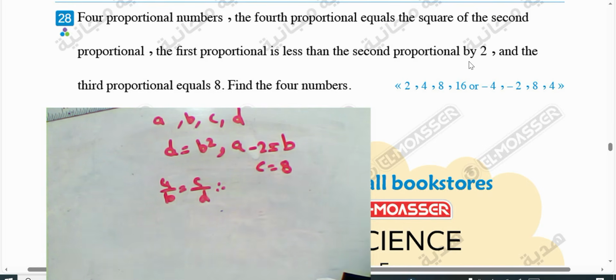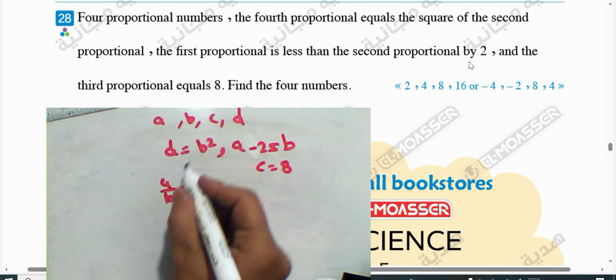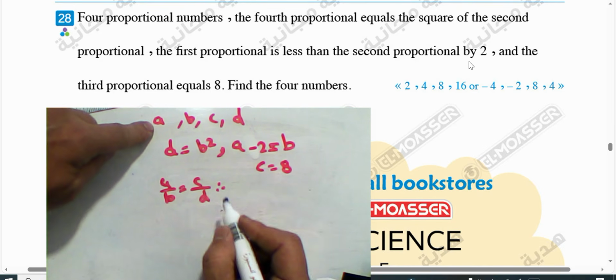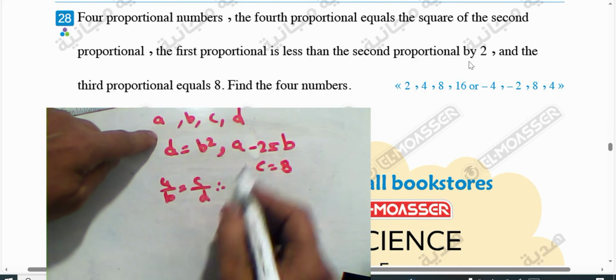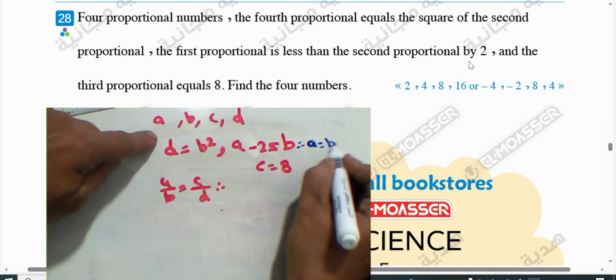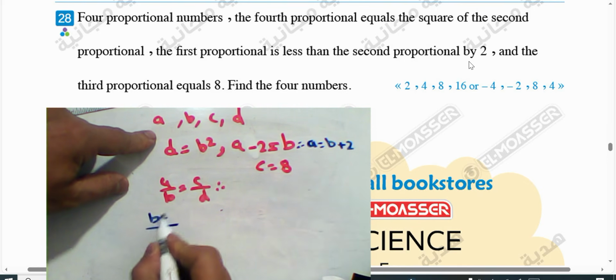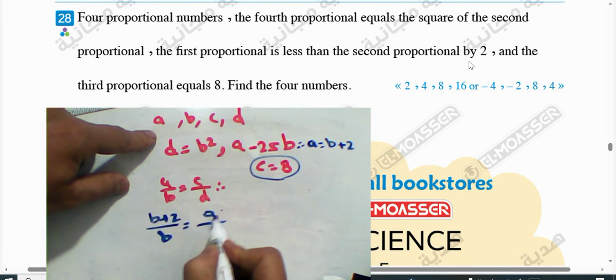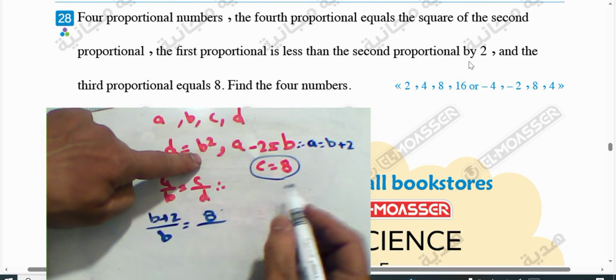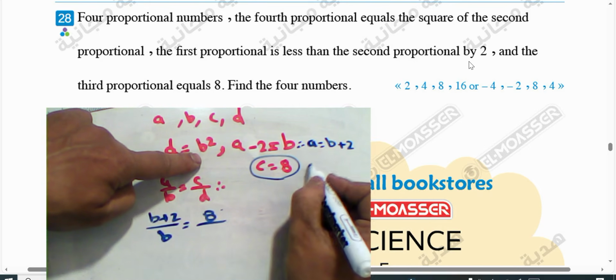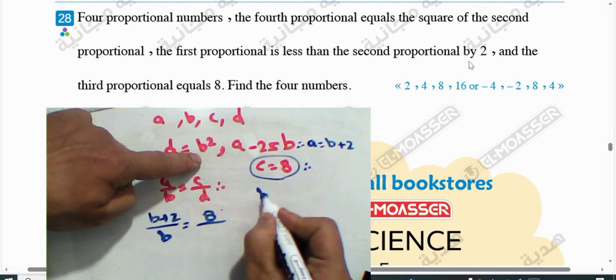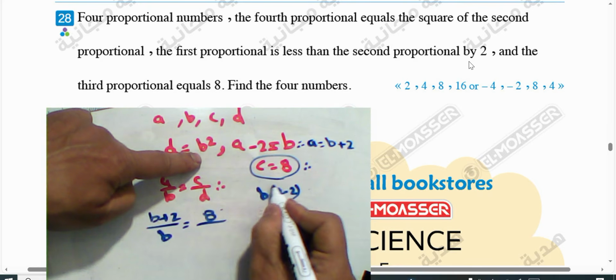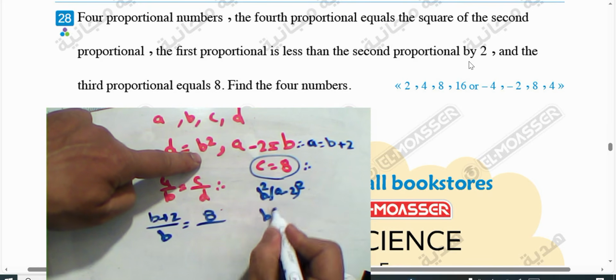Next, put A equal to B plus 2. Then we have B plus 2 over B equals C, which was 8, over D. D equals B power 2. We can write B here as A minus 2, then B power 2.